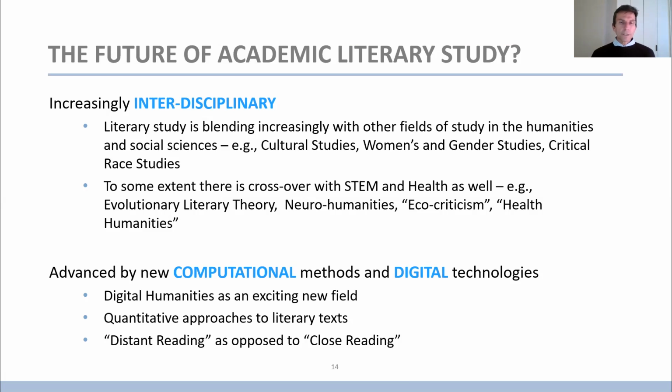Neurohumanities is an exciting field, which takes the insights and methods of neuroscience, analyzing brain activity through different methods, and how that brain activity is affected when one is exposed to different types of literary works or cultural works. Eco-criticism, health humanities, I won't go into those. Also, as I mentioned, computational methods and digital technology are huge. So this is already making big waves.